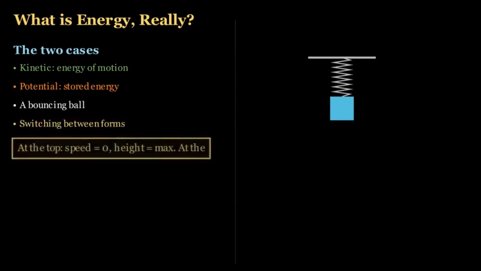Imagine a bouncing ball. At the top of its bounce, it has lots of potential energy because of its height, but almost no kinetic energy because it's momentarily still. As it falls, that potential energy turns into kinetic energy, making it speed up. At the ground, it's all kinetic, and then it squashes, storing energy in its own springiness before bouncing back up. It's a constant dance between the two.